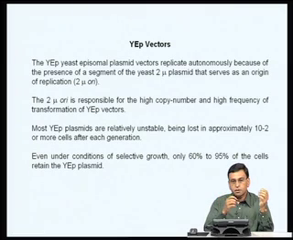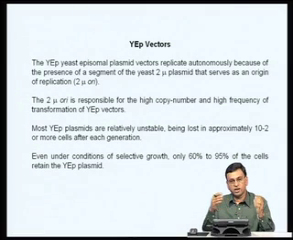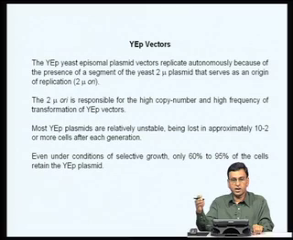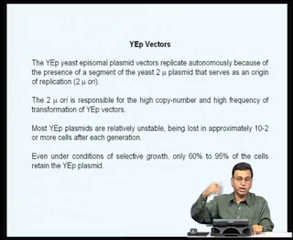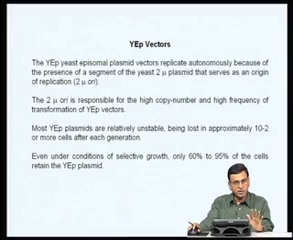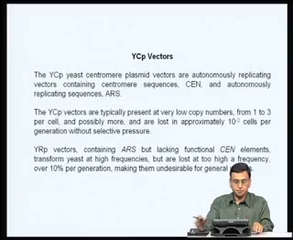So, you cannot maintain this plasmid for too many generations. After about 5 or 10 generations, you have to go back to your parental master cell bank or the original stock and then revive and then start again. So, this is one disadvantage of the YEP vectors.